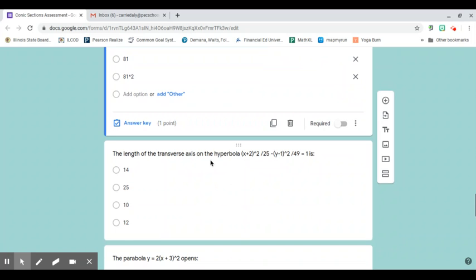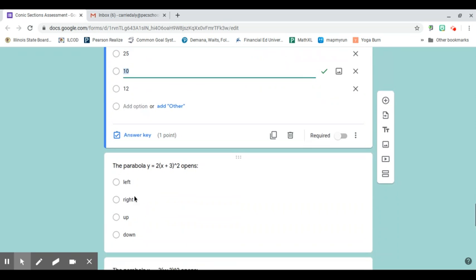Now this hyperbola is going to have a transverse axis that is left and right, horizontal. And x squared is positive. That's how I know that the hyperbola opens to the left and to the right. That's how I know that it has a horizontal transverse axis. The number underneath the x squared is 25, whose square root is 5. And then 5 plus 5 would give me a 10. So from the center, I'm going to go to the right 5. I'm going to go to the left 5. 5 plus 5 is 10.